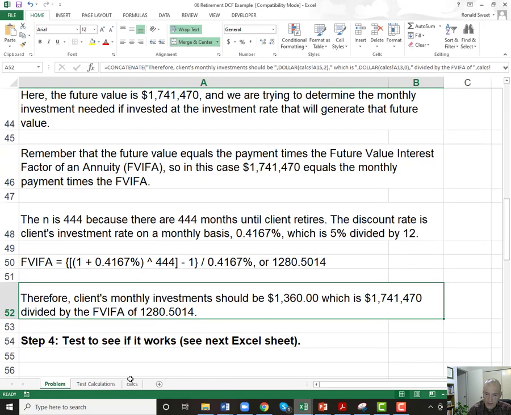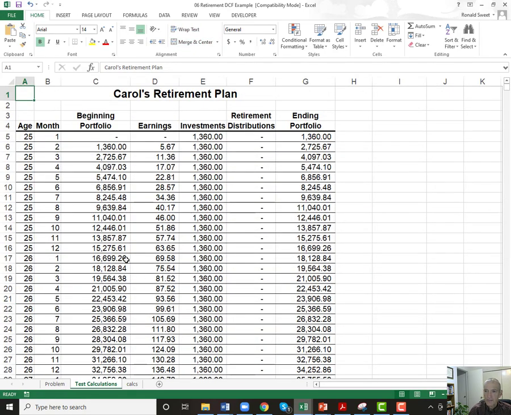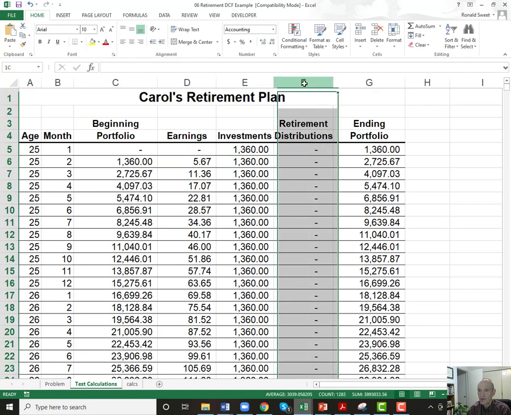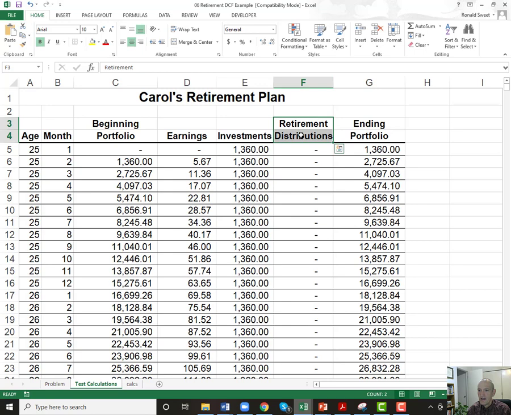Now, does it work? So I have this page that says test calculations. So age 25, month 1, she starts with a portfolio of 0. This should look fairly familiar. She earns nothing because she invests at the end of the month. She invests $1,360 in a month, so her ending portfolio is $1,360. The only thing I added from what we did from the Excel applications is a column for money she takes out, because we didn't have that in the portfolios we were working with.